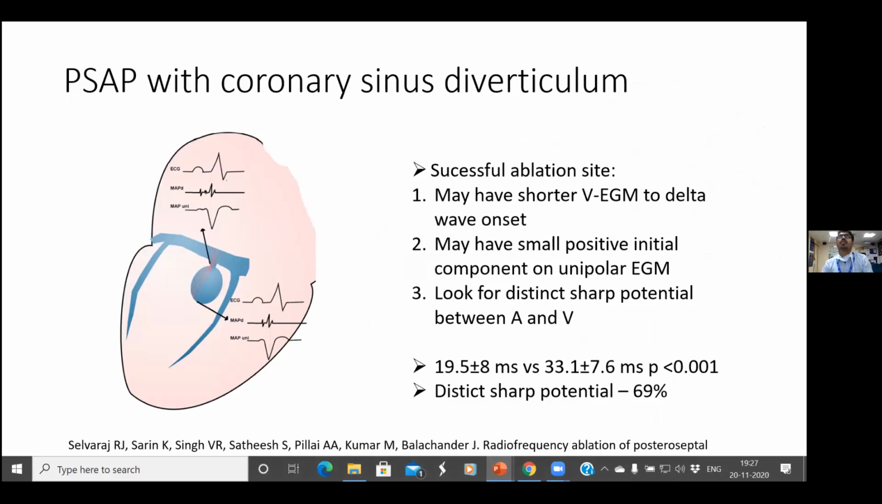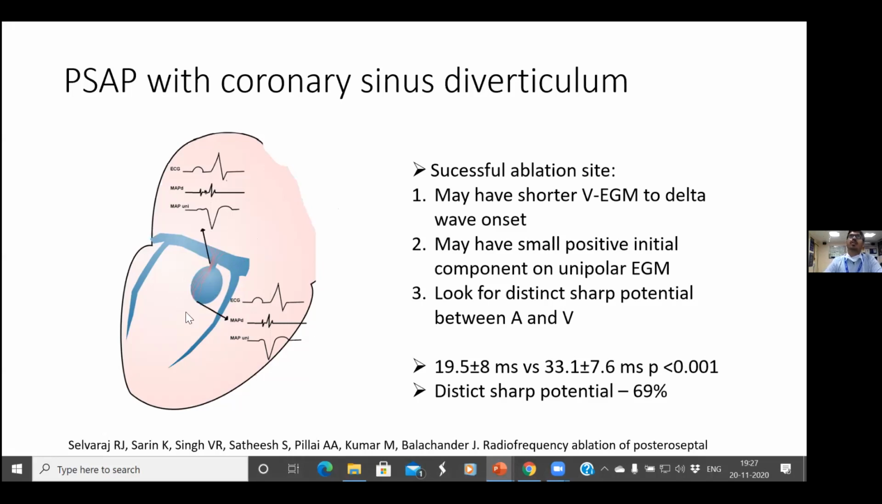So a few words regarding such pathways. These pathways are relatively longer as compared to our regular postseptal accessory pathway, and these pathways expand at their insertion site. So if one is looking for the earliest local activation, that may lead to a failed ablation attempt.